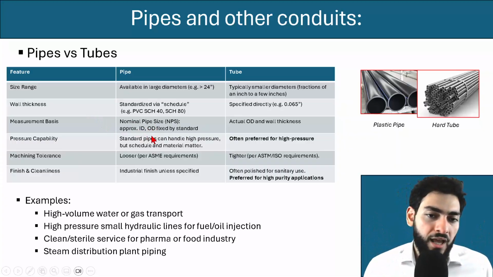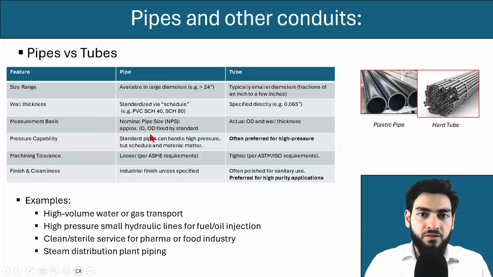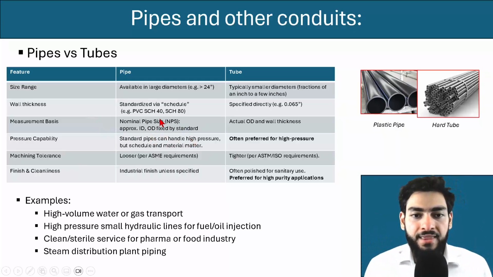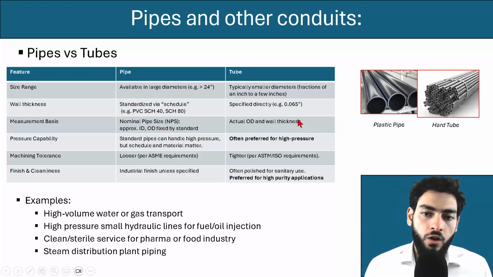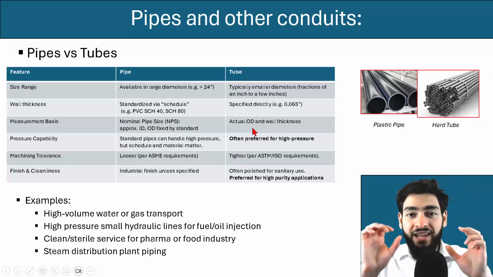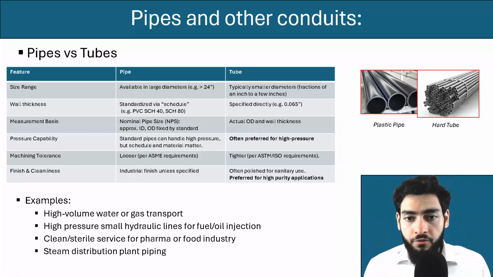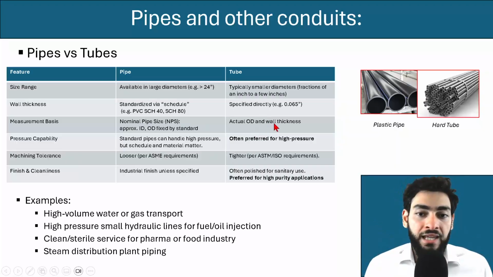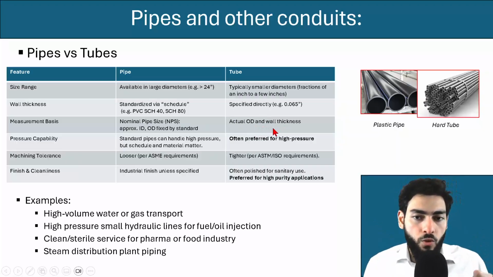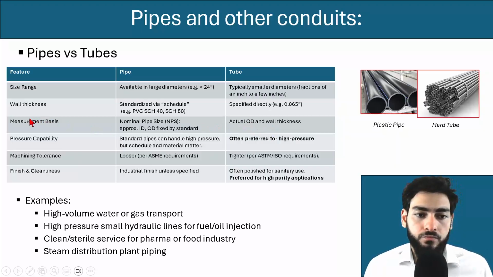However, the outer diameter of the pipe would be a lot bigger. It might be around 2.5 inches, and this is fixed because of the standard that we're following. On the other hand, when you say you want a 1/2-inch tube, that means you're specifying the outer diameter of the tube, and so the inner diameter of the tube will be smaller than 1/2 inch.